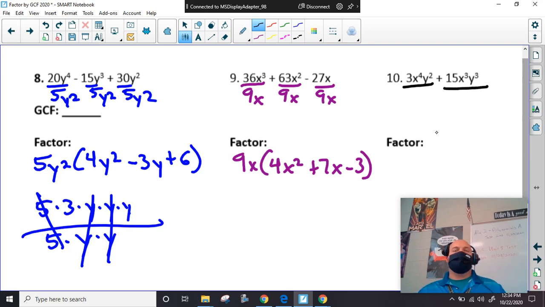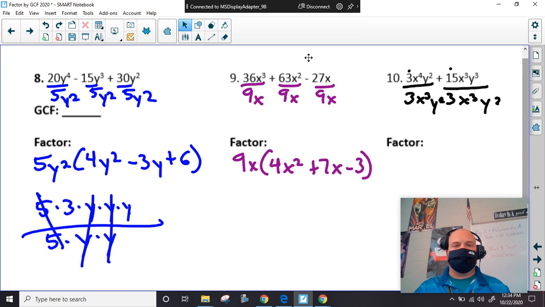Oh, this one's fun. Let's do the number. What's the GCF? You got the y squared right. Yeah. So if we start with the numbers, what's the GCF between 3 and 15? Well, that's 3. Okay. The smallest power of x is x cubed. Smallest power of y is y squared.